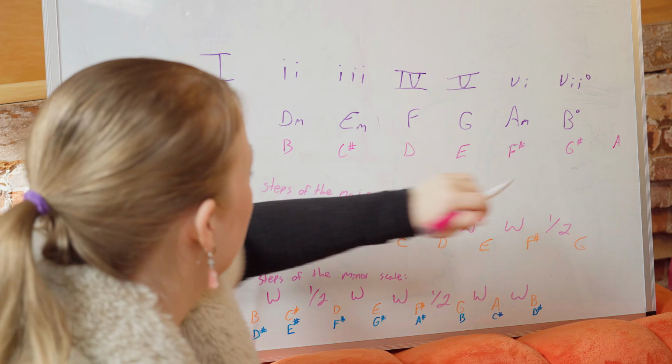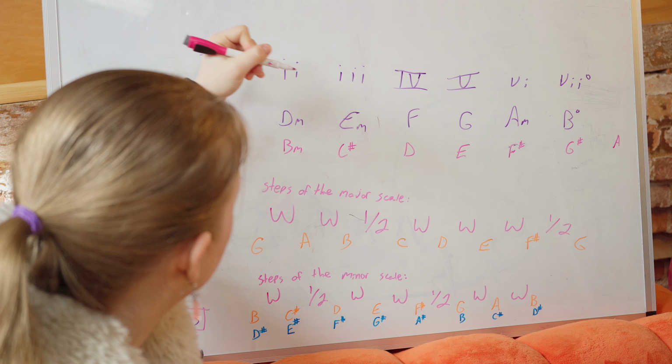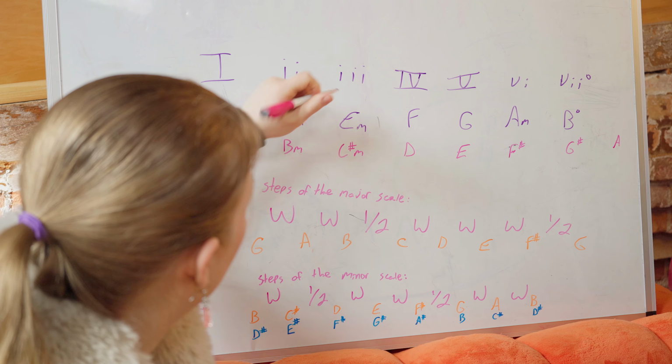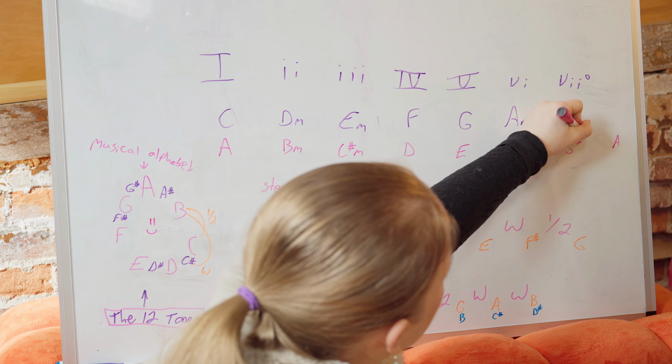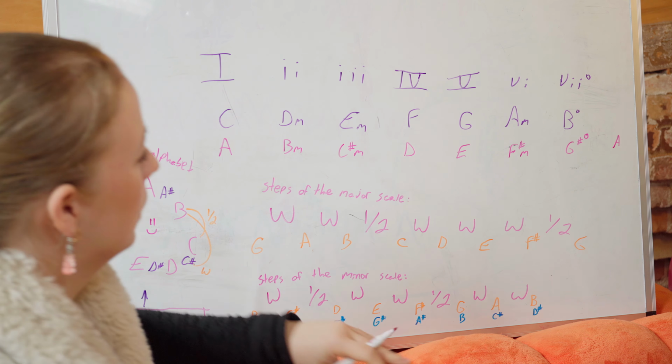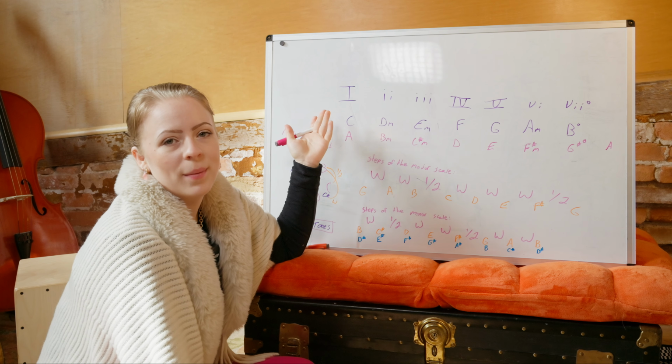We go through and we minorify the ones that need to be minor according to the Roman numerals in lowercase and the sneaky diminished chord. And we have the key of A major.